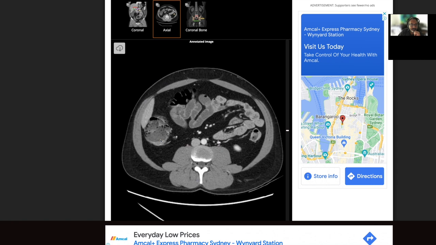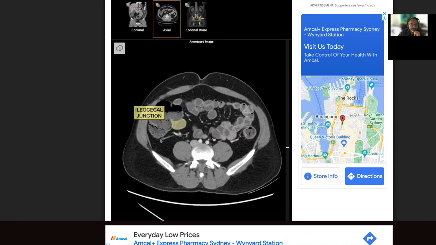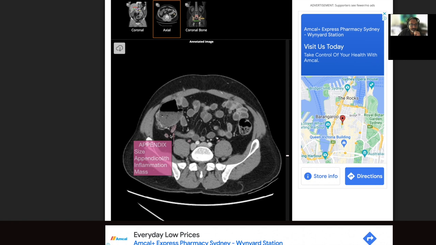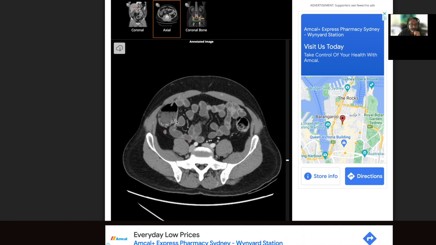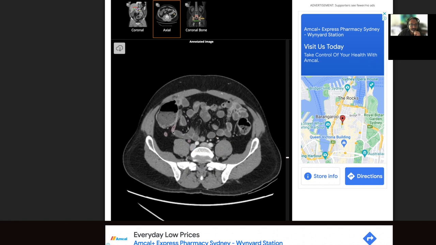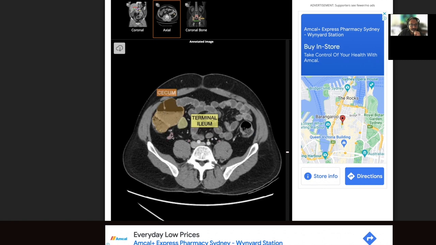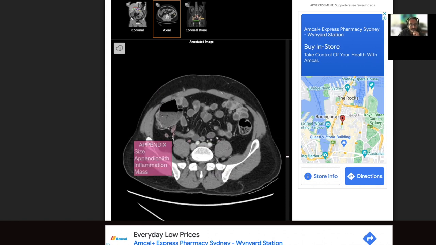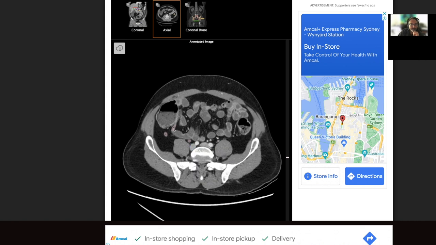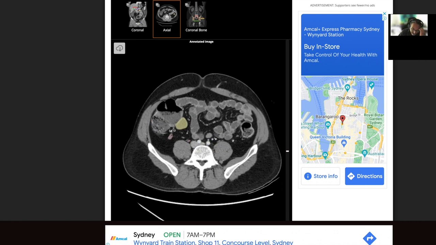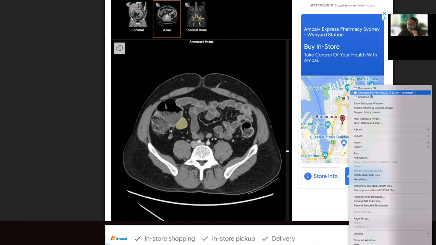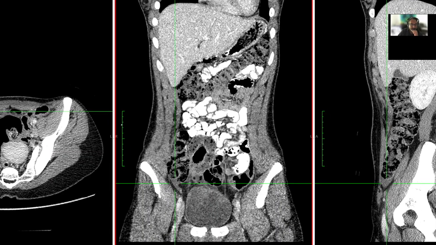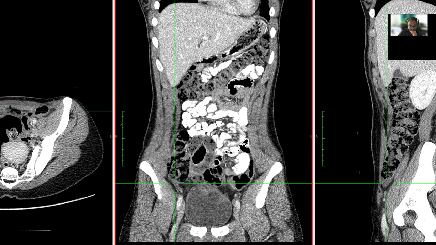So in the axial, it shows the appendix here. That's the appendix over there. Hard to see, absolutely. You're going to have to see quite a few to actually figure these ones out. But there you go, that's where the appendix is in this one. All right, let's go back to this one. We sort of covered that over there. So the appendix in this one is kind of over here.